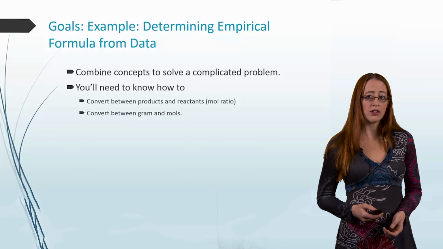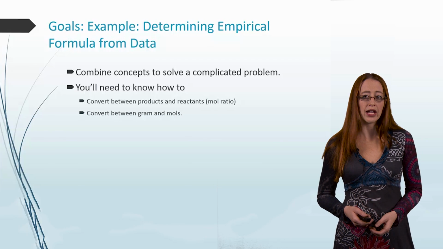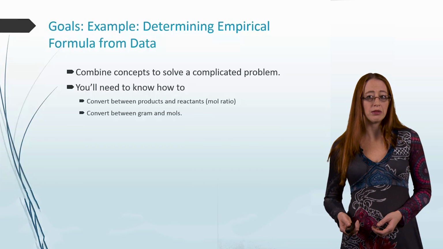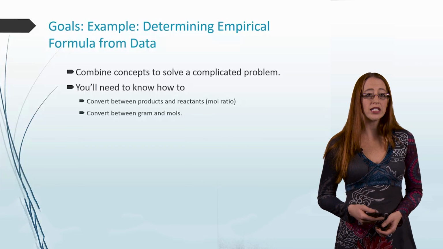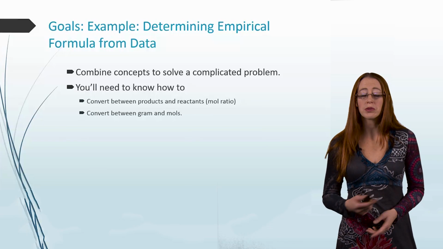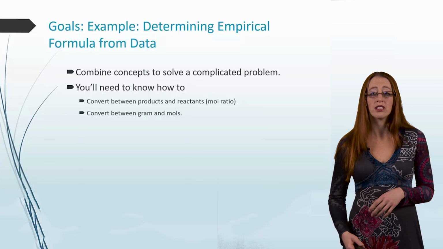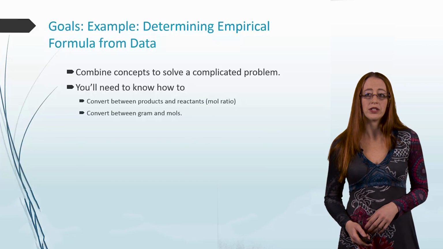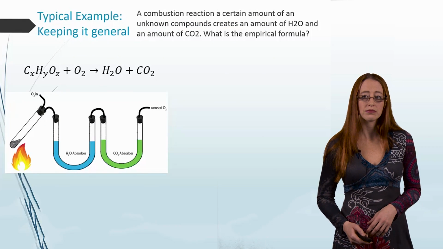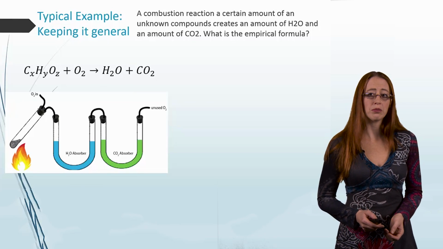You're going to need to know how to find your amount of products from a given amount of reactants. You're going to need to know how to do limiting reagents. And you're going to need to know how to convert between empirical formula and molecular formula. So we'll go over each of those step by step in this lecture, but if you need a bigger review, just go back to the other videos. So first off, let's start off with a problem.